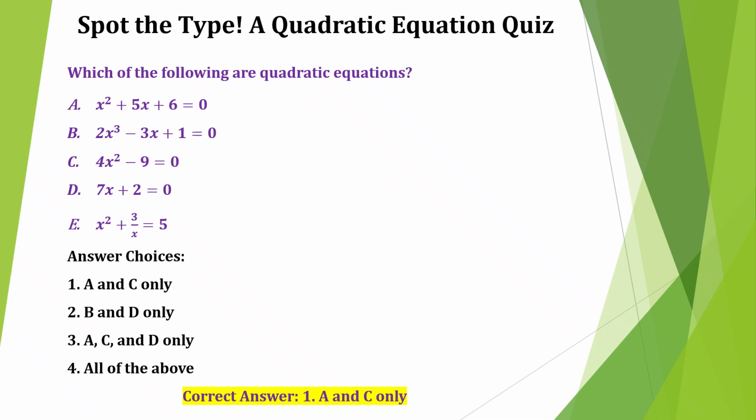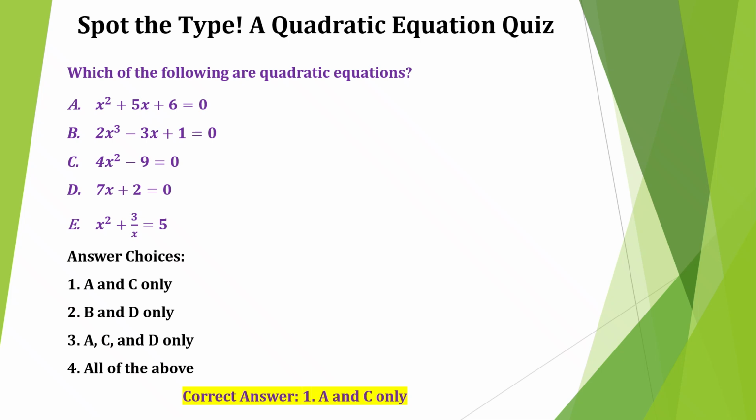But before that, we should first go for a very simple quiz to check what is a quadratic equation and what is not a quadratic one. You can see x square plus 5x plus 6 is equal to 0, the first one. This is exactly in the form of ax square plus bx plus c is equal to 0. So A is a quadratic equation. The equation B is 2x cubed minus 3x plus 1 is equal to 0. Here the degree of the polynomial is 3, not 2, and hence it is a cubic, but not a quadratic equation. So B is certainly not a quadratic one.